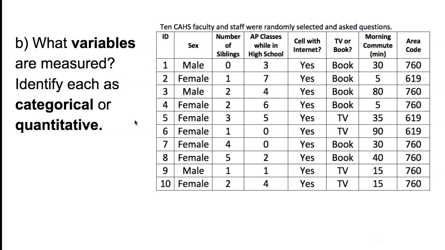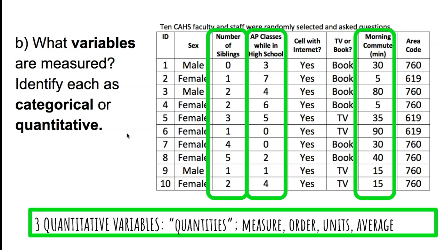Part B, what variables are measured? Identify each as categorical or quantitative. And again, probably based on the words, quantitative as in quantities and categorical as in categories. So if someone's asked a question and they give a numerical answer, like number of siblings, 0, 1, 2, 3, 4, 5, 6, or AP classes that they took while they were in high school, one of these teachers, a female teacher, had 7 AP classes in high school.